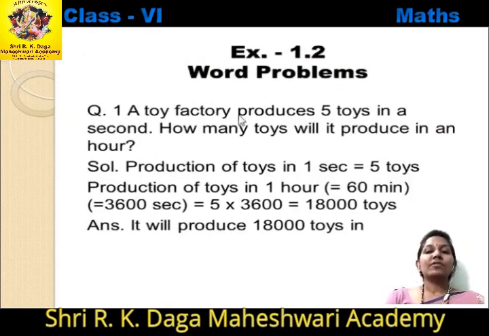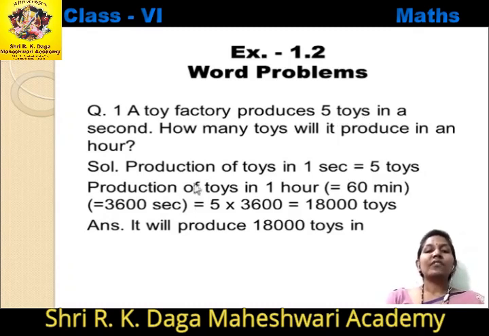Now, the first question of exercise 1.2 is: a toy factory produces 5 toys in a second. A toy factory is there which makes 5 toys in 1 second. How many toys will it produce in an hour? And we have to find out that how many toys it can make in 1 hour.